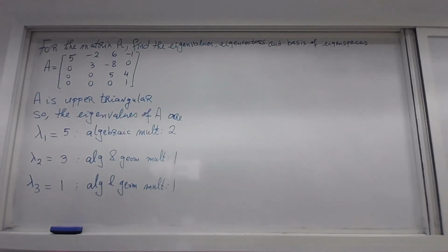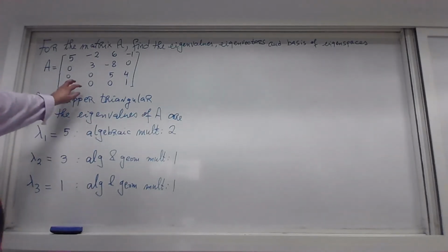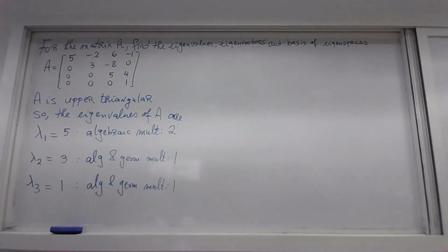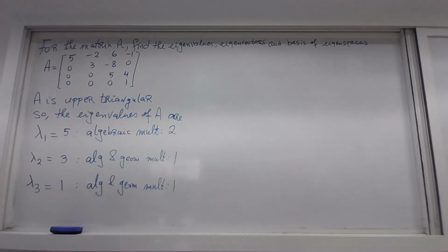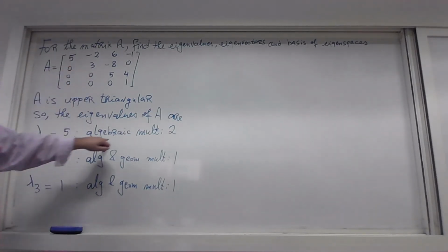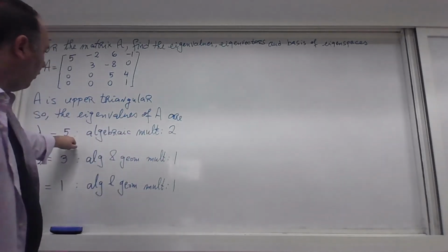Let's go with an example, 4x4. Now, obviously, we know that computing those determinants for big matrices is going to be hell. It's going to take forever. So I'm choosing here an upper triangular matrix, so at least I can have my eigenvalues for free, because eigenvalues are the diagonal entries. We know that, so we need to be smart from time to time, instead of working for nothing. So I see that 5 is repeated twice, so the algebraic multiplicity of eigenvalue 5 is 2.